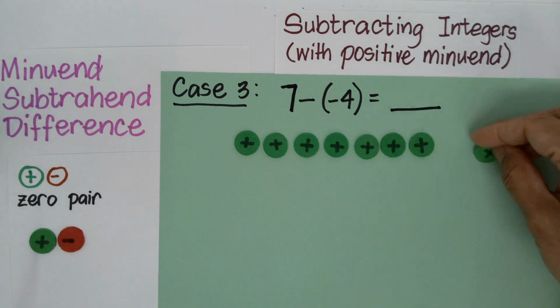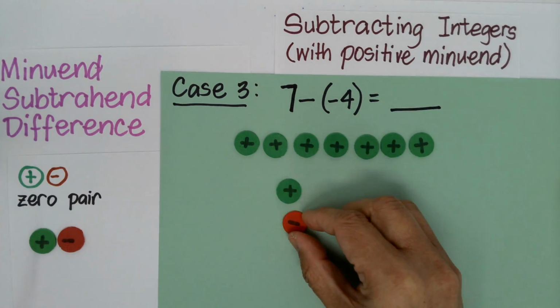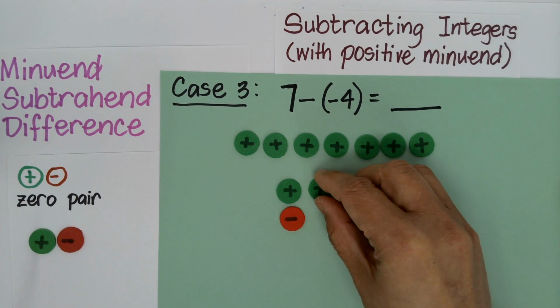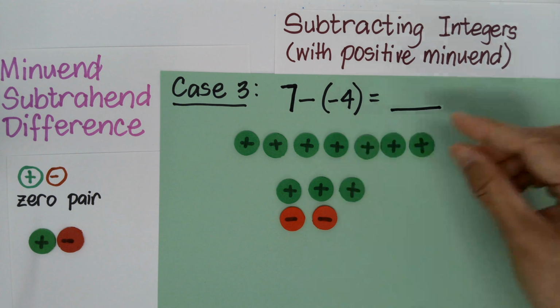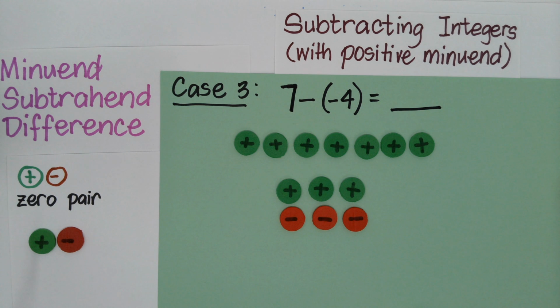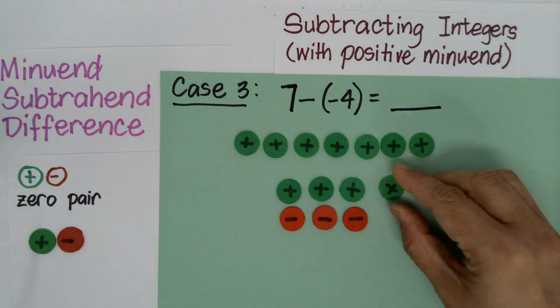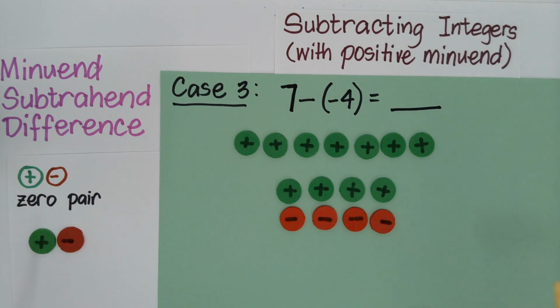So we have 1, 2, 3, and 4. Okay, so now by introducing 4 zero pairs, we have our 4 negative discs. So we're now ready to take away the negative 4.